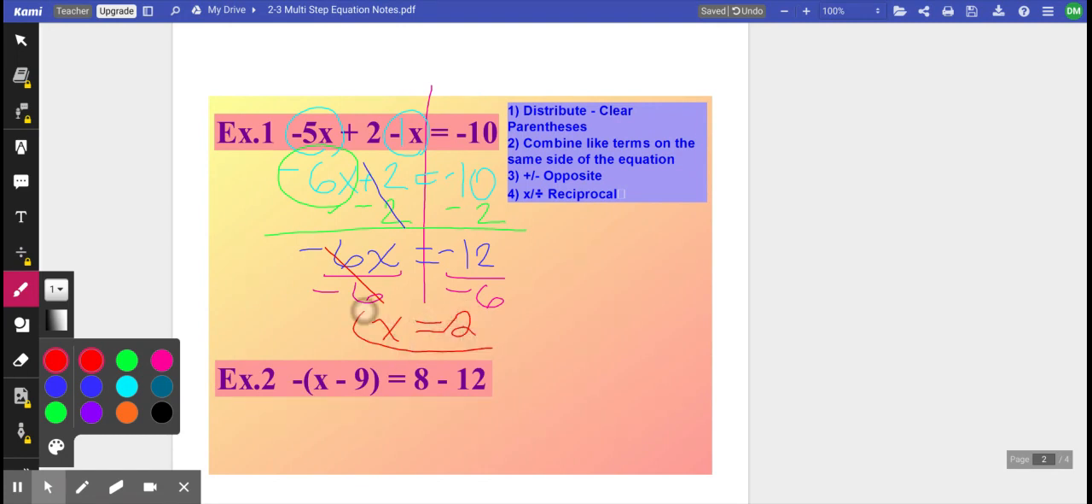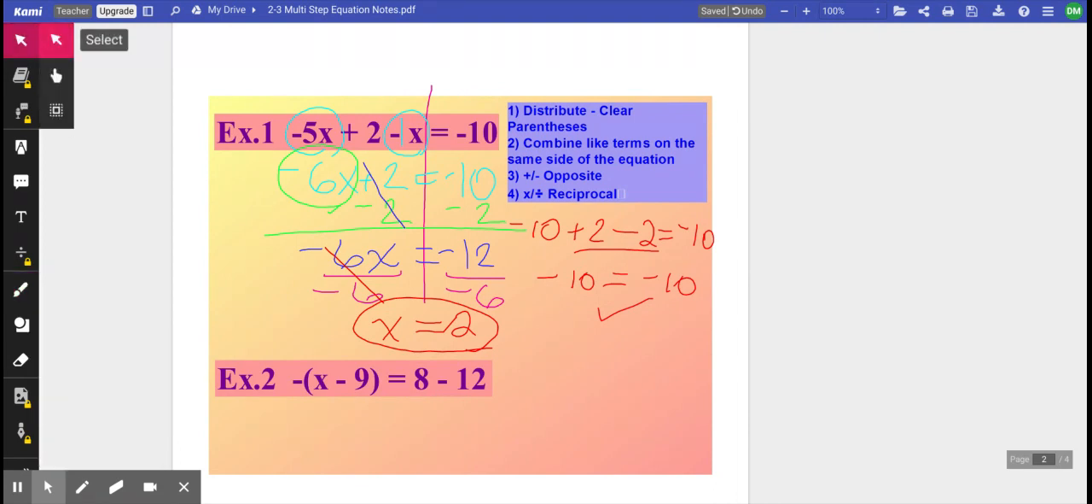2. We can go ahead and do a check and plug in. Negative 5 times 2 would be negative 10, plus 2 minus x, and x is 2, equals negative 10. 2 minus 2 makes 0, and we're left with negative 10 equals negative 10, and it checks out.